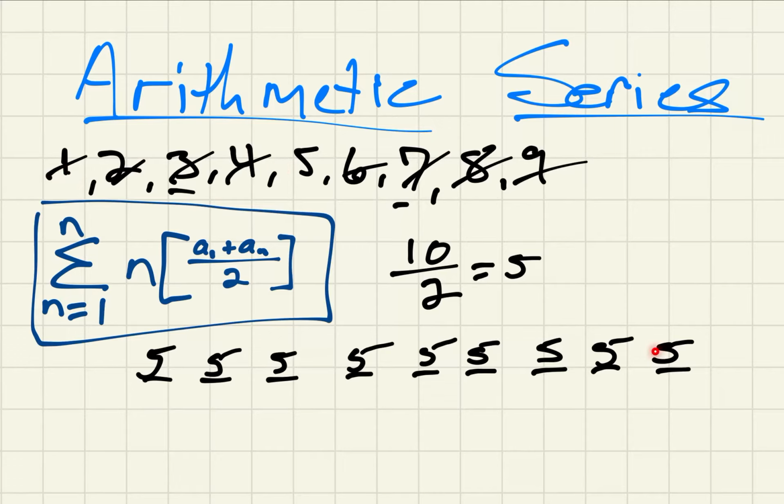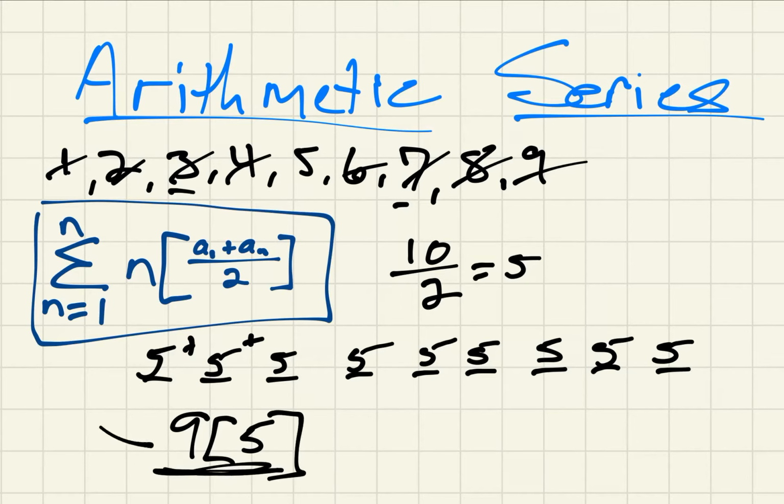So this whole thing right here, instead of actually having to do 5 plus 5 and so forth, we could just say, how many of them are there? Well, there are 9 of them. So that is 9 times 5. And that is where the whole formula came into play, because we take the first term, which was 1, the nth term, which for us was 9, add them together, divide by 2, and we got a 5. Then we take that 5 and multiply it times how many terms we had, which was 9. And so 9 times 5 is 45.